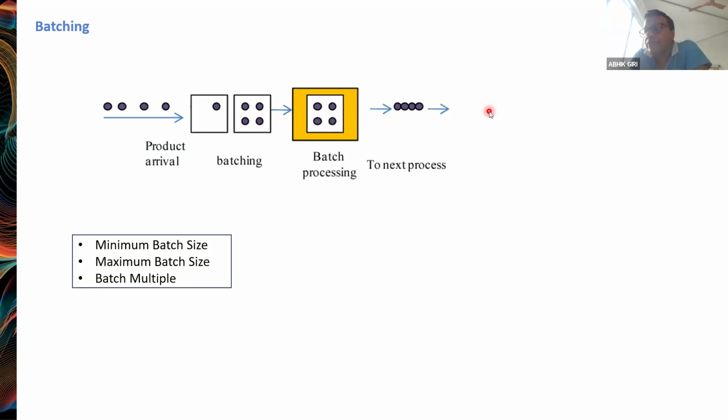So if my batch size is 20, then in one batch you cannot process more than 20 units of that product. And batching is one constraint which requires integer variables. So we'll see in the next class how to formulate that.